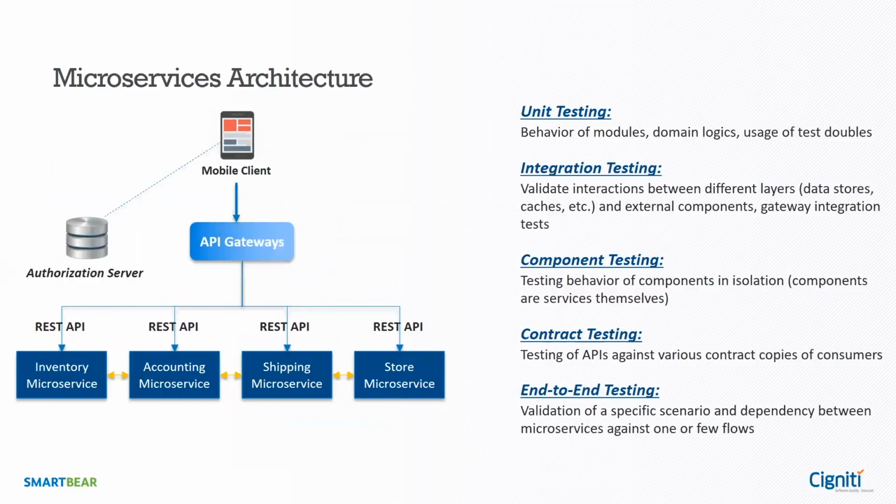Typically, when you look at how a microservices architecture is built, you need to look at independent services, and all of these are talking through REST APIs from an API gateway. The different types of testing you need to look at start with unit testing, which is pretty simple: you're testing the service independently.